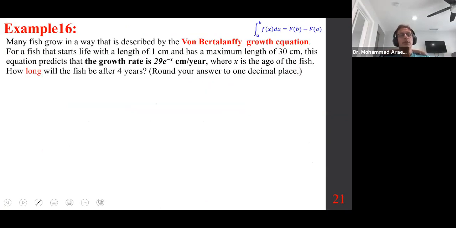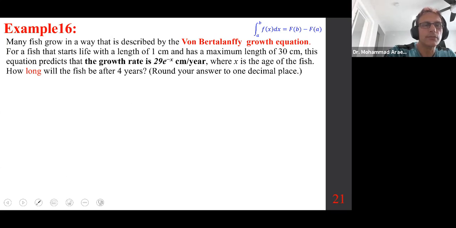We've done this question a number of times, including the last exam. Many fish grow in a way that is described by the von Bertalanffy growth equation, for a fish that starts life with a length of 1 centimeter and has a maximum length of 30 centimeters. This equation predicts that the growth rate is 29 e to the power minus x centimeters per year, where x is the age of the fish. How long will it be after 4 years?